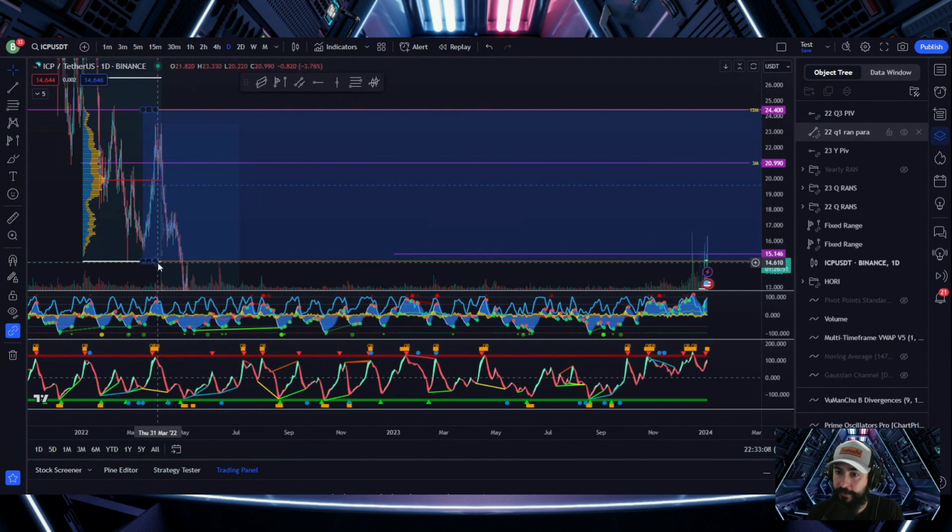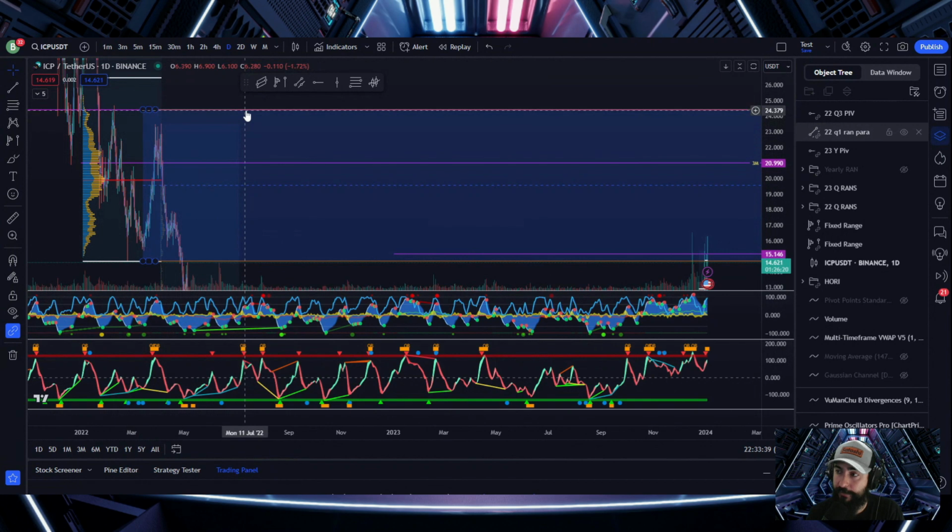Point of control of this range, if we break above the $14, $15 and we stay above that, and we get into this quarter one range from the year 2022, the point of control up here is $19. That's going to be the next big support, the next big resistance that we're going to have to flip as support. Outside of that, between 19 and 20, there's going to be some massive resistance here. Another key level is $20.